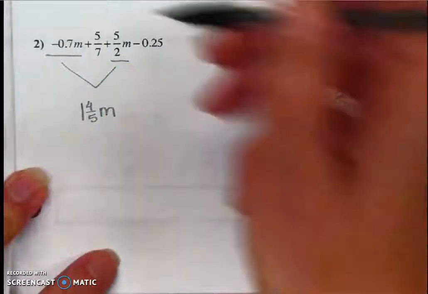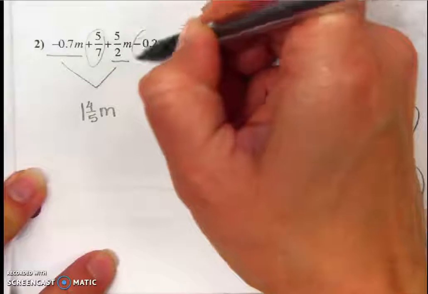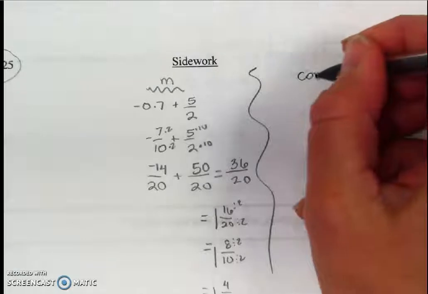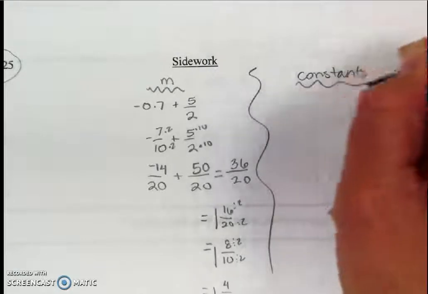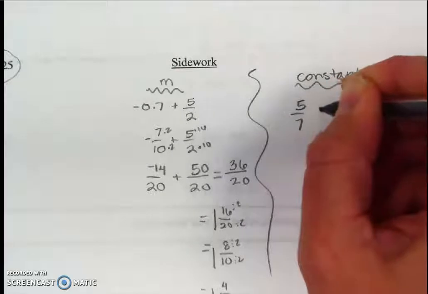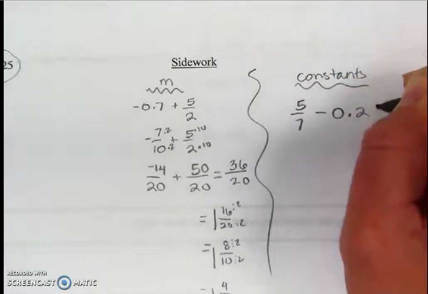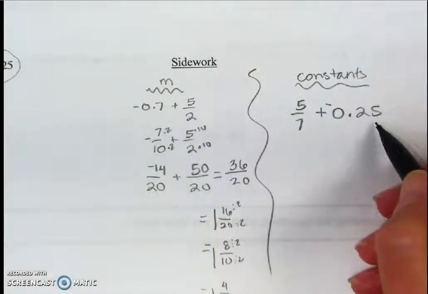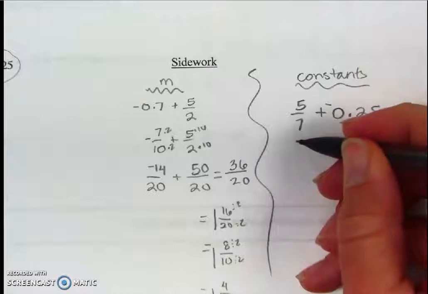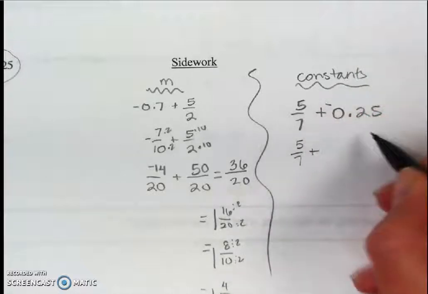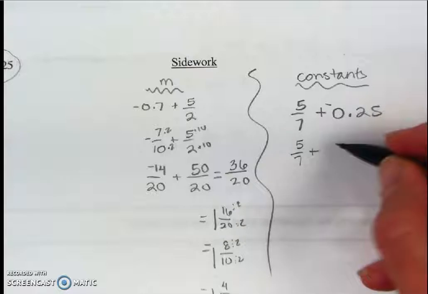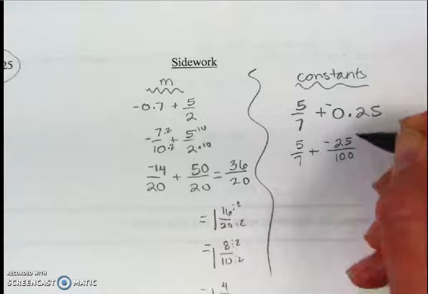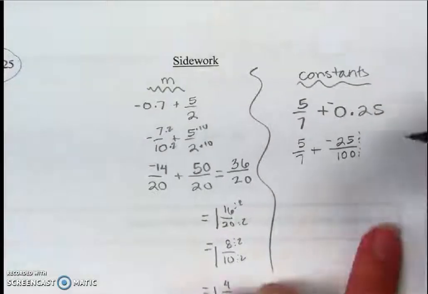Now we go on to the constants. 5/7 minus 0.25. So I'm going to write that over here. Here are my constants. 5/7 minus 0.25. Remember, minus means add the opposite. And I want to rewrite that one as a fraction. And so I'm going to write that as 5/7 plus, well, this is 0 and 25 hundredths. So negative 25 hundredths. But I can definitely reduce this before getting to that adding stuff.